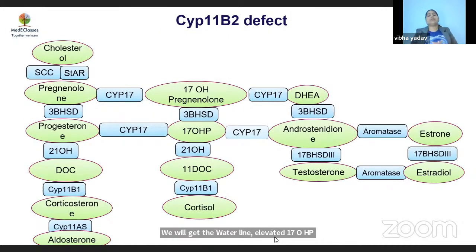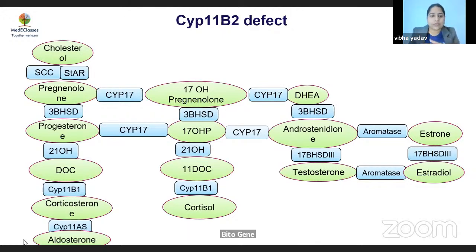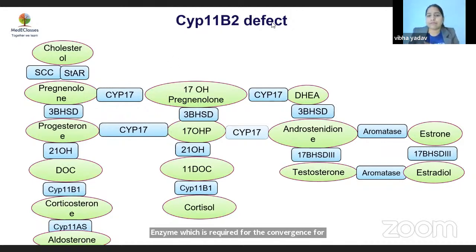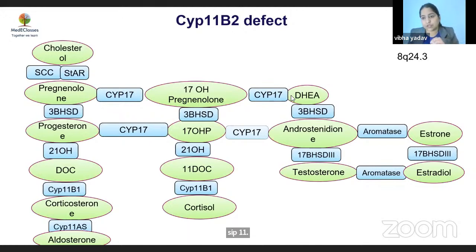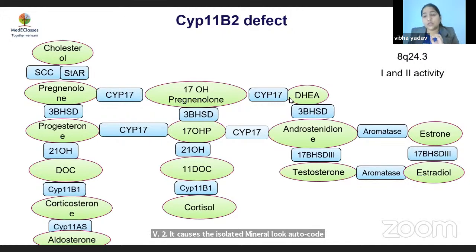So now coming to the CYP11B2 defect. Basically, the CYP11B2 gene regulates CYP11B2 aldosterone synthase, which, as you can see here, is the last enzyme required for the conversion of corticosterone to aldosterone. So when there is a defect in CYP11B2, it causes isolated mineralocorticoid deficiency. There will be normal cortisol, normal androgen, and the patient will present with just failure to thrive, polyuria, hyperkalemia, and metabolic acidosis.